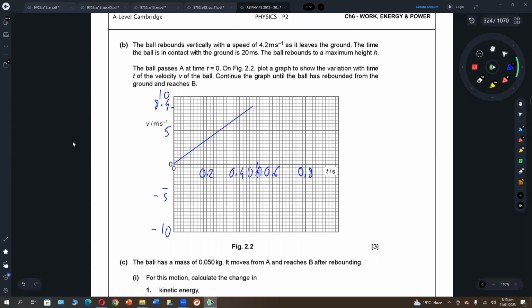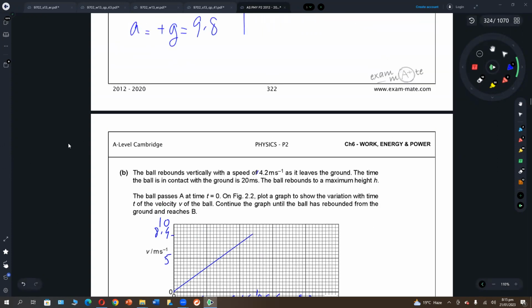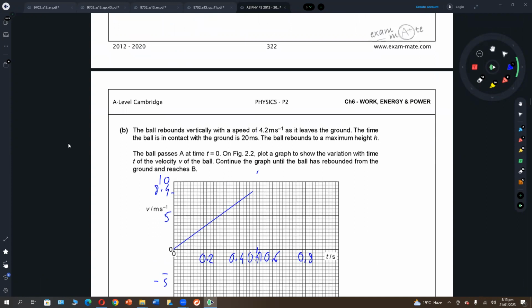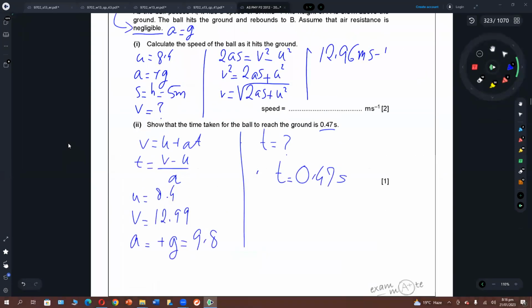Now he says in the question, when you read it, the question says that the ball is in contact with the ground for 20 milliseconds, and after that the ball rebounds to a maximum height h. We don't know the rebound velocity, but we know that the ball hits the ground with a velocity of 12.96. This is the velocity.